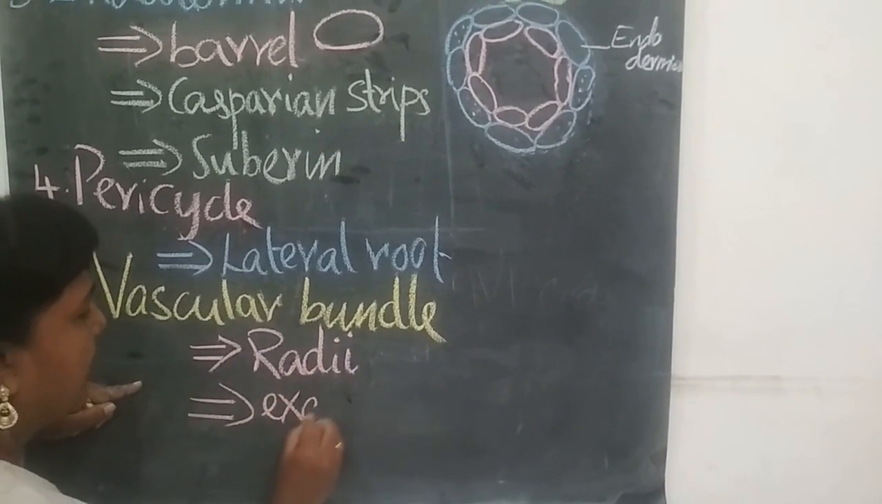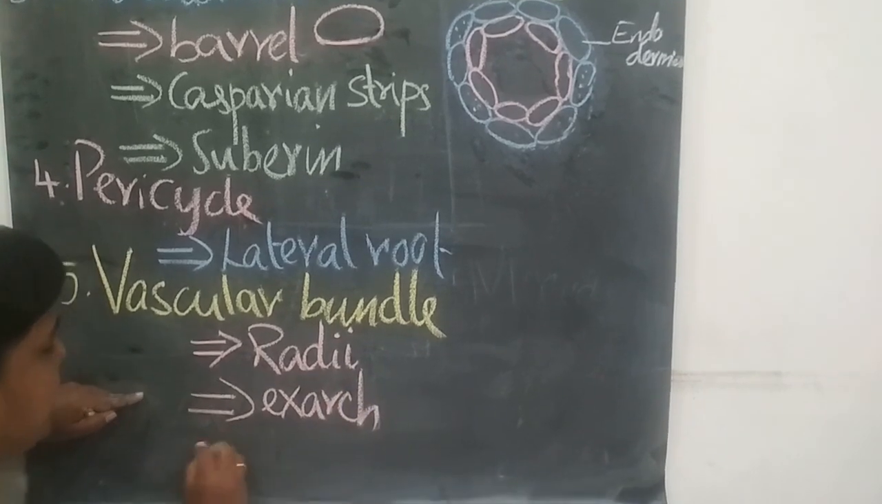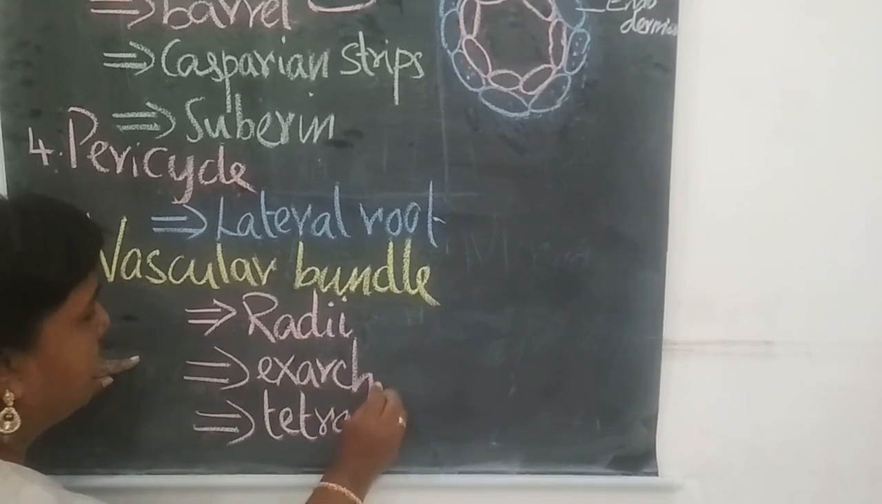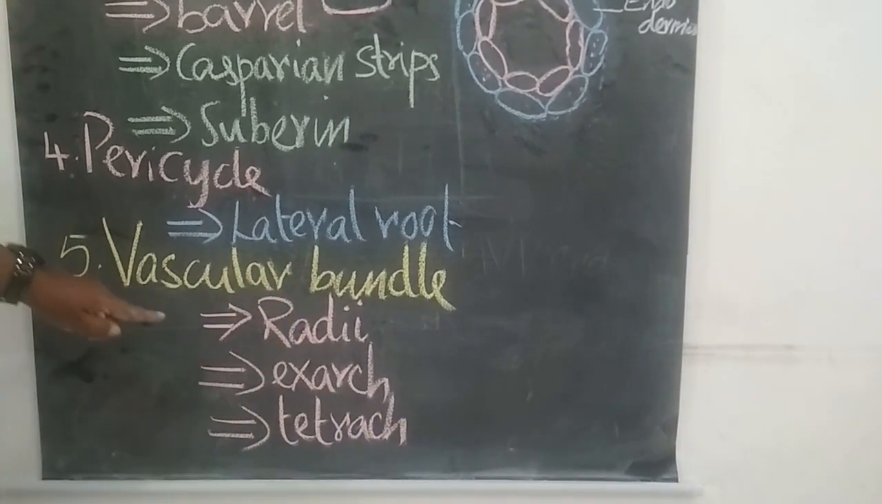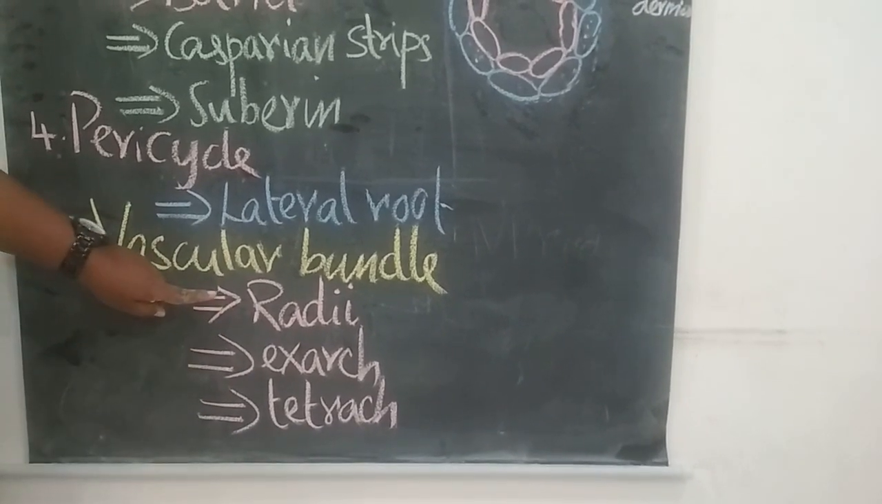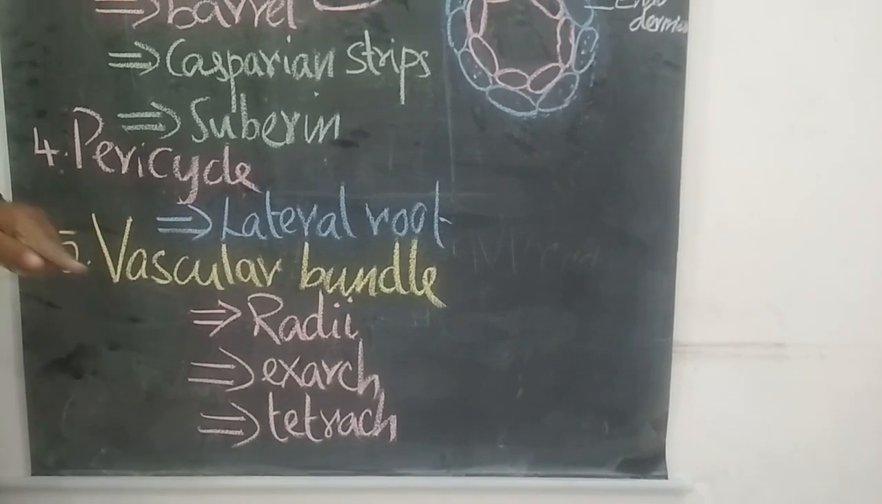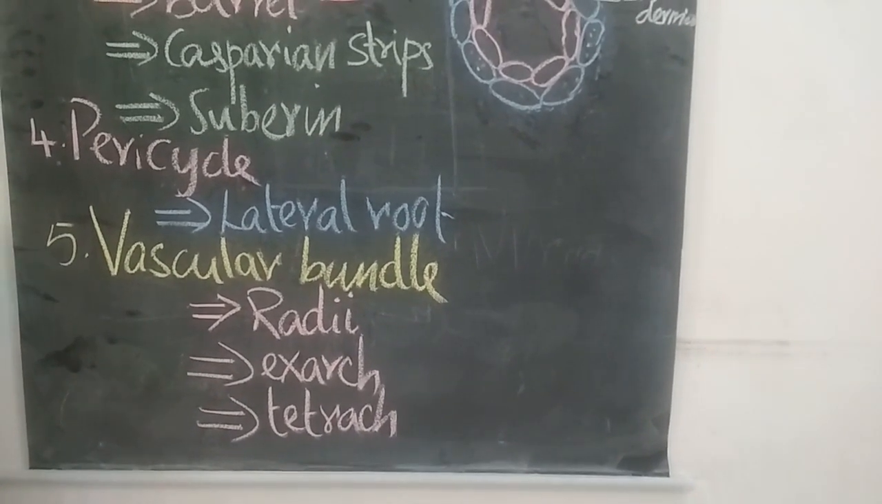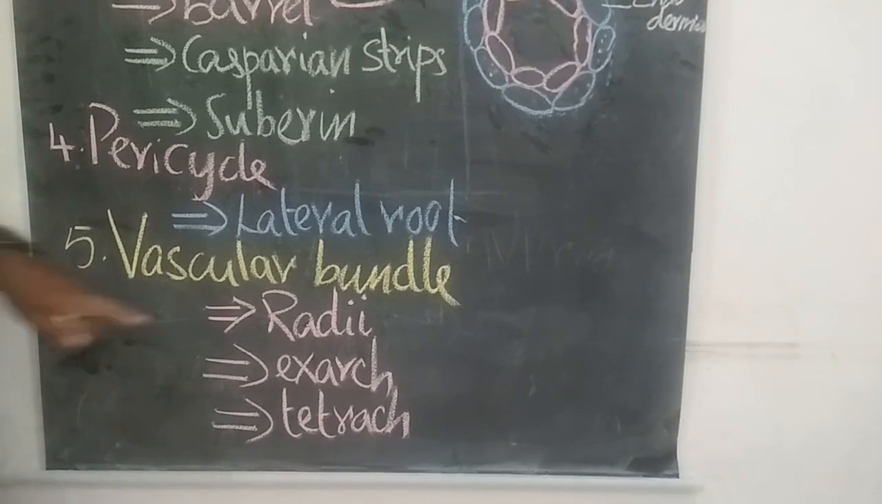Exarch and tetrarch. So vascular bundle, it is radii, exarch and tetrarch. Radii means the xylem and the phloem lie in different radii alternating with each other.